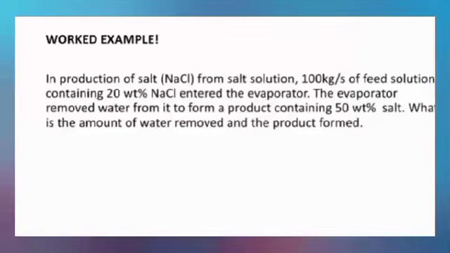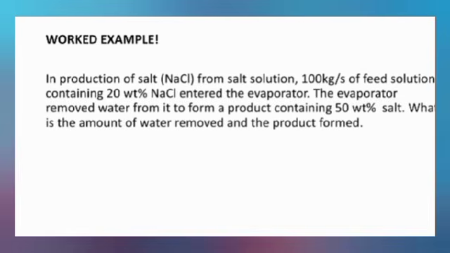So let's consider this worked example to see whether we have understood what we have spoken about this time around. The example goes this way. In production of sodium chloride, that is salt, from salt solution, 100 kg per second of feed solution containing 20% by weight sodium chloride enters the evaporator. The evaporator removes water from it to form a product containing 50% by weight salt. What is the amount of water removed and the product formed?